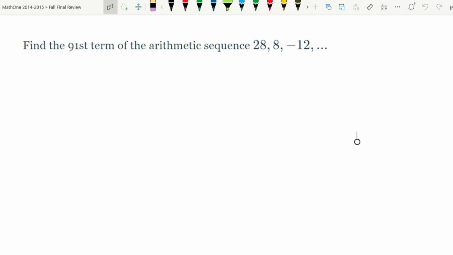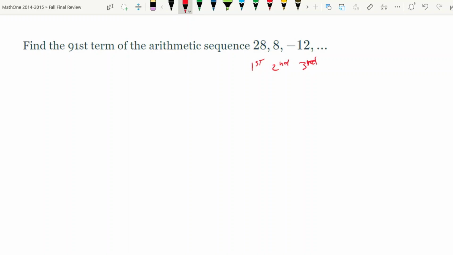So the first question says: find the 91st term of an arithmetic sequence that has a first term of 28, a second term of 8, and a third term of negative 12. When we're looking at these, it's always the first term, the second term, the third term, right?